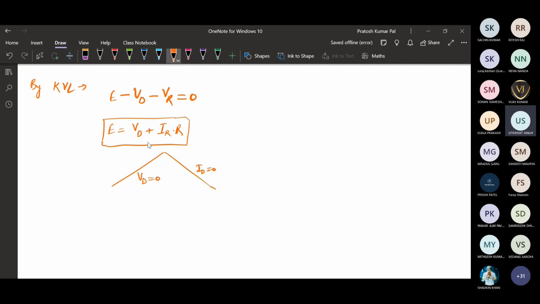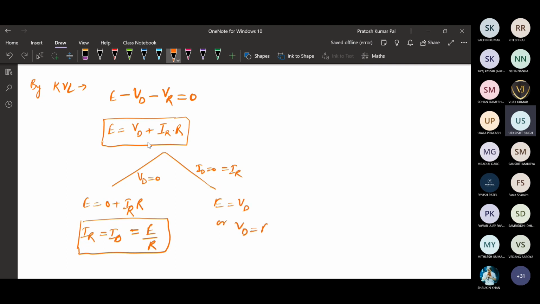Once we put VD equals 0, E will be equal to 0 plus IR into R. Since IR and ID are equal, ID will be equal to E by R. Similarly, if we put ID equals 0, which is equal to IR itself, E will be equal to VD, or VD will be equal to E.